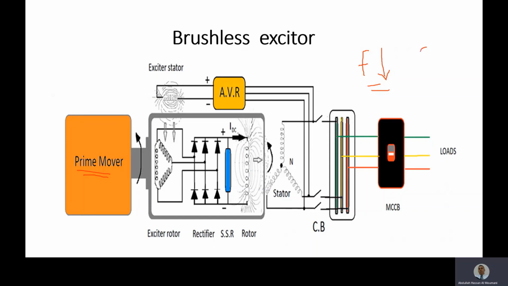If you have an over frequency, it means that you have a problem in the prime mover governor. Okay, so the governor here will be checked.